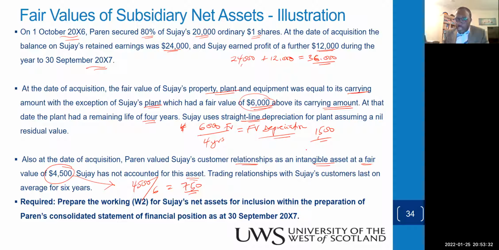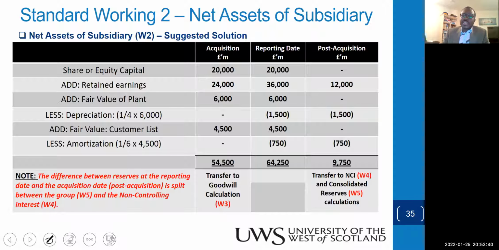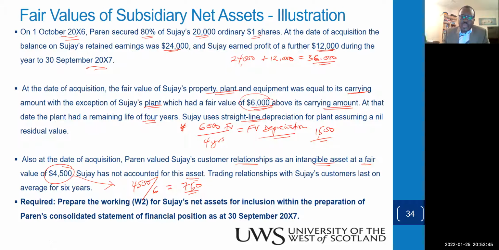Okay, so this is what we're going to be dealing with. Anything odd here? No, everything looks straightforward. Okay, straightforward. So this is the solution. We worked it out. Remember, in the first instance, we acquired 80% of the 20,000 ordinary shares.